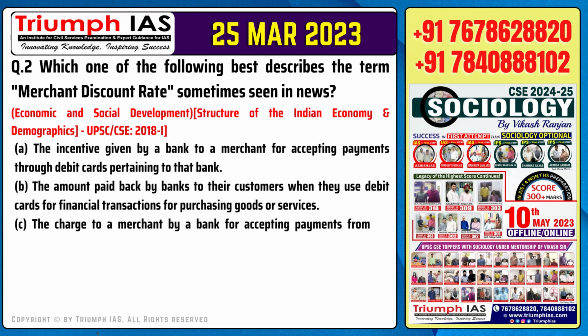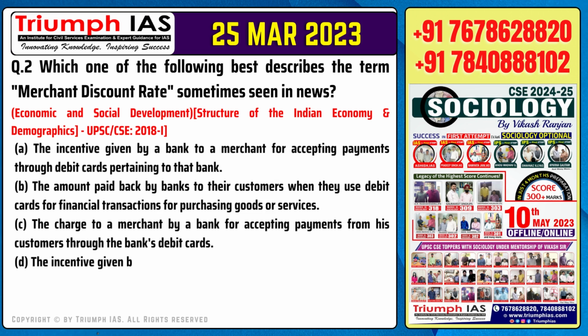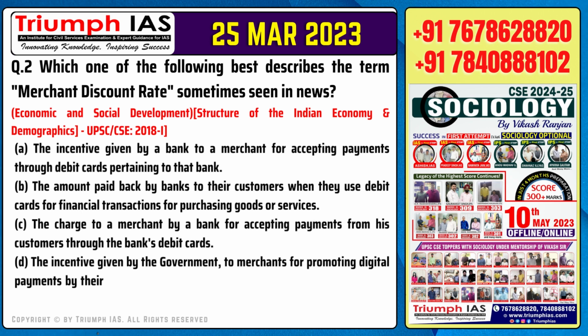Option C. The charge to a merchant by a bank for accepting payments from his customers through the bank's debit cards. Option D. The incentive given by the government to merchants for promoting digital payments by their customers through point-of-sale, POS, machines and debit cards.